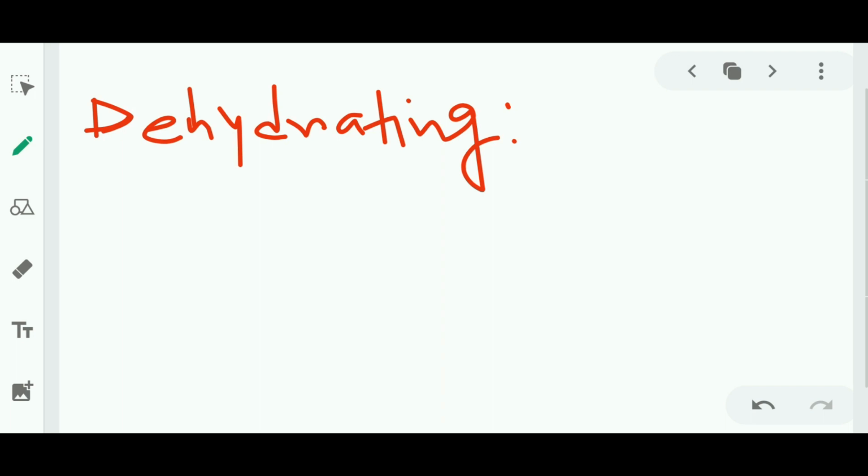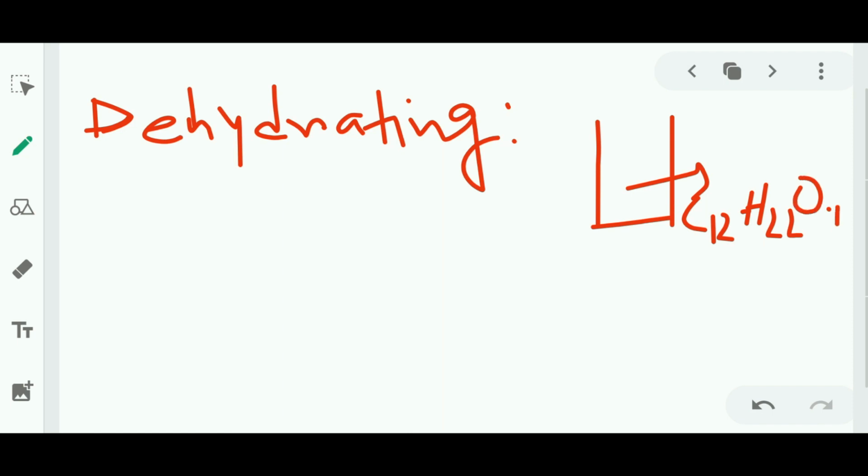C12H22O11. So if you take some amount of sugar and pour H2SO4 into it, then what will happen? You will see that it leaves black carbon, and a charred mass is formed. You can see a black color substance is formed. As soon as you pour H2SO4, it will react with C12H22O11, that is sugar, and form a charred, black color substance.